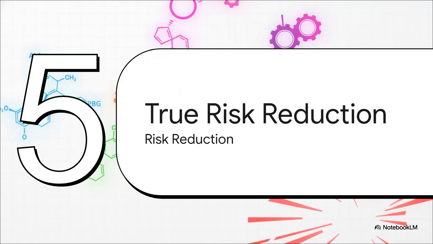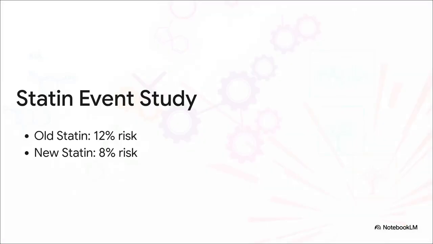And that leads us perfectly into Section 5. Calculating true risk reduction. We're going to set up a massive clinical trial comparing a brand new statin to an older one. The goal, obviously, is preventing cardiovascular events. Our baseline data reveals that 12% of patients treated with the old statin suffered an event, but in the group taking the novel statin, only 8% suffered an event. Okay, so we have our raw baseline data.